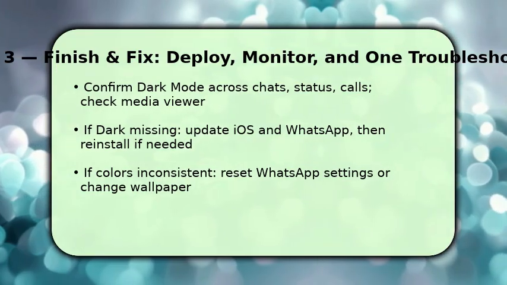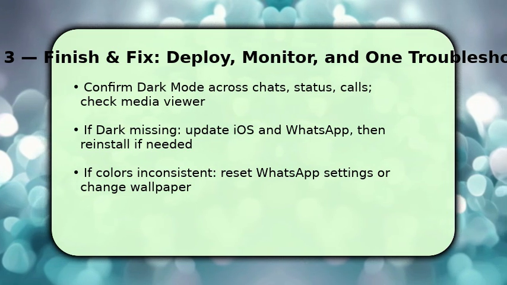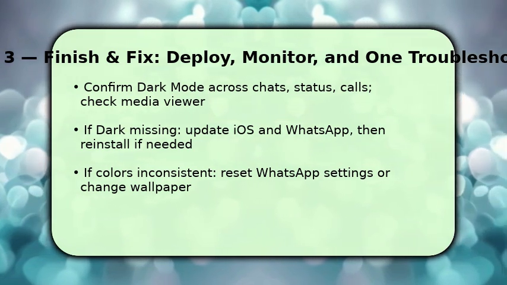One key tip: toggling iPhone display appearance between light and dark helps identify whether WhatsApp is using system mode.